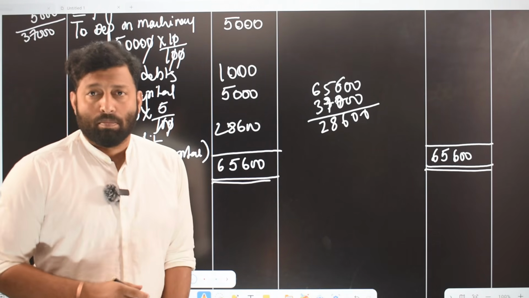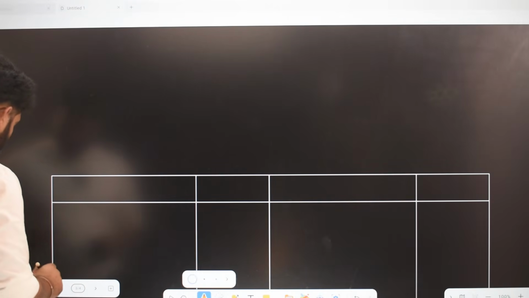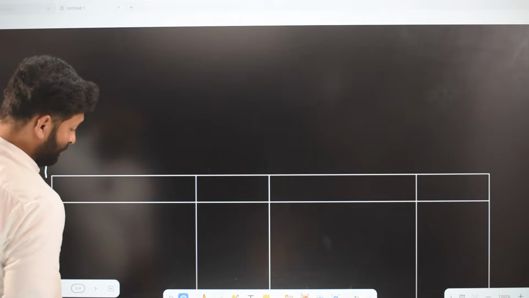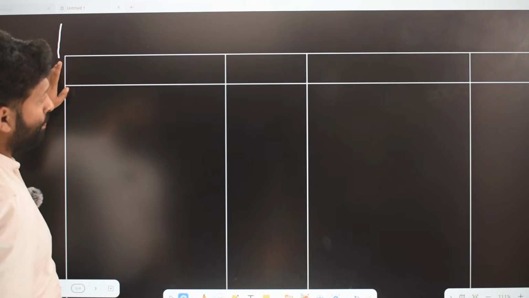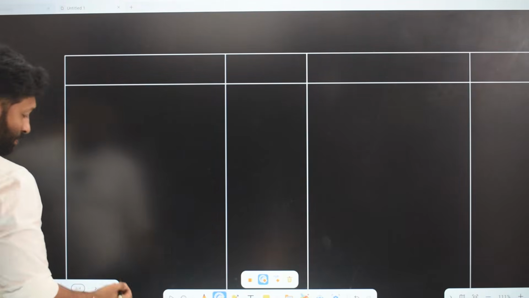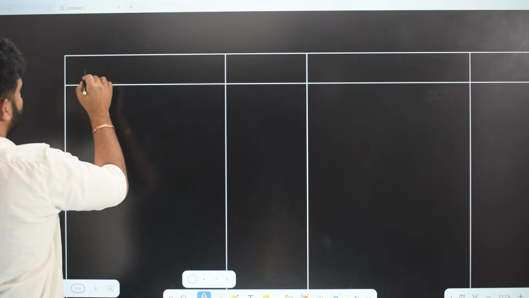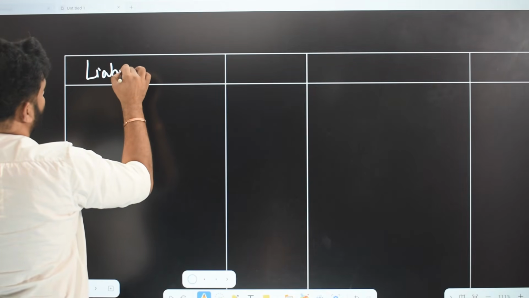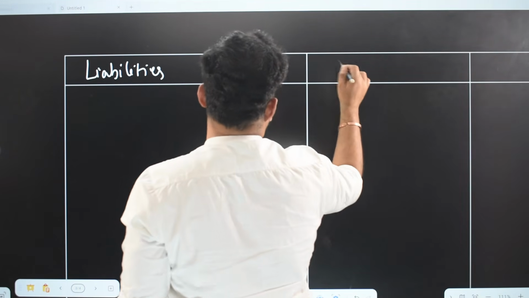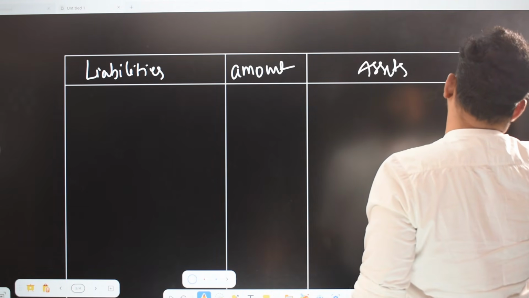Now prepare the balance sheet. We got a net profit of 28,600. A balance sheet is a statement. Your left is for the liabilities amount. Your right is the assets amount.